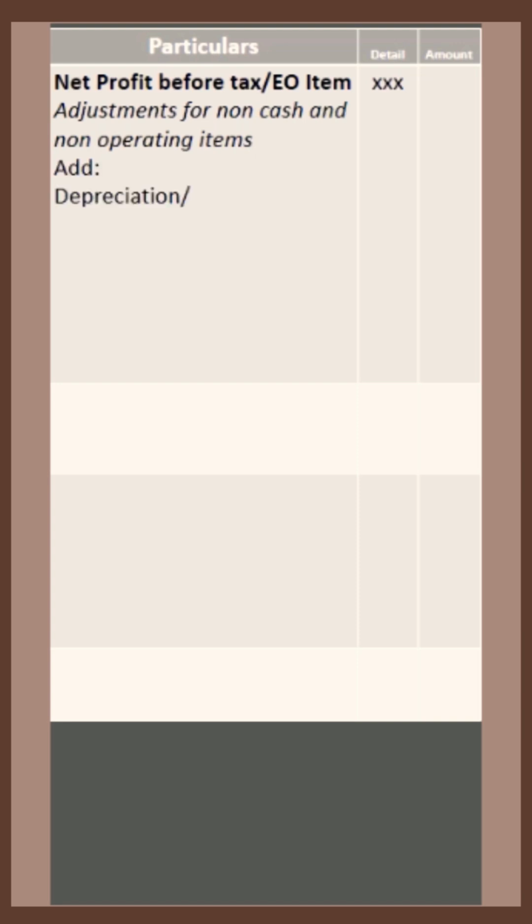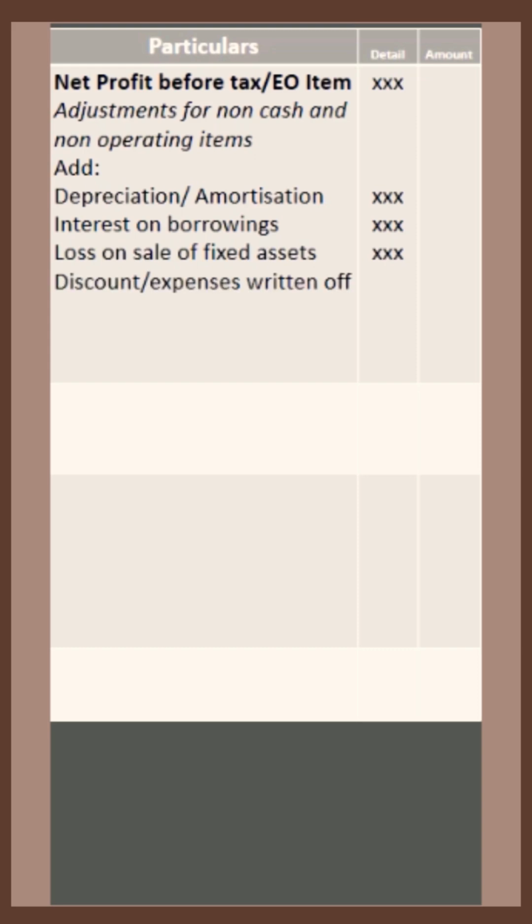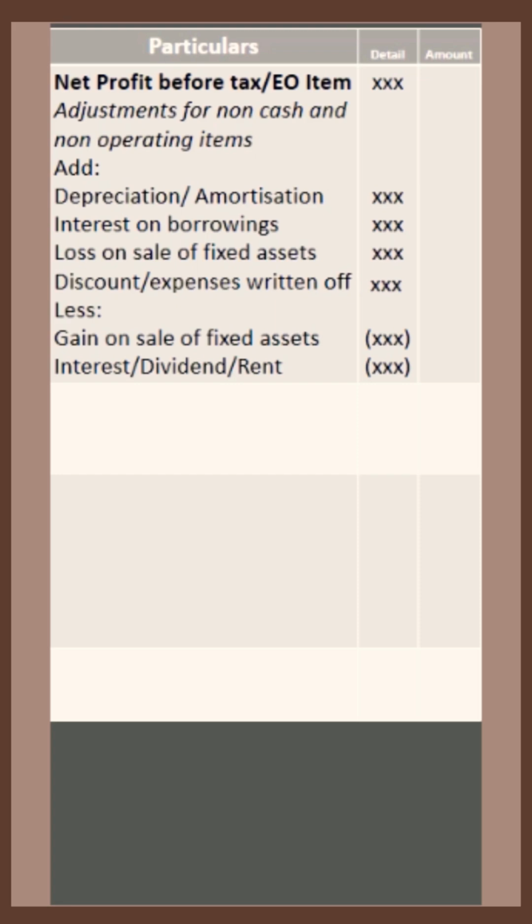Add depreciation, amortization, interest on borrowings, loss on sale of fixed assets, discounts or expenses written off, and deduct gain on sale of assets, interest, dividend, rent received. This gives us operating profit before working capital changes.